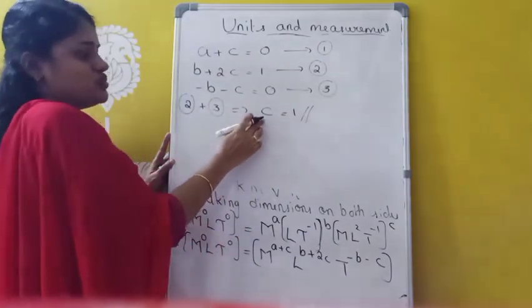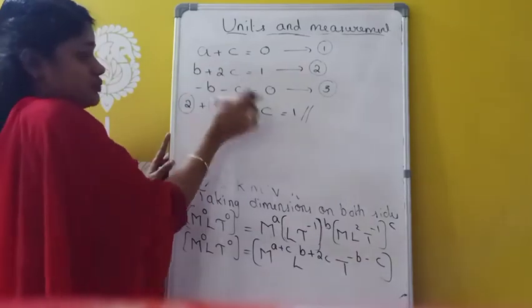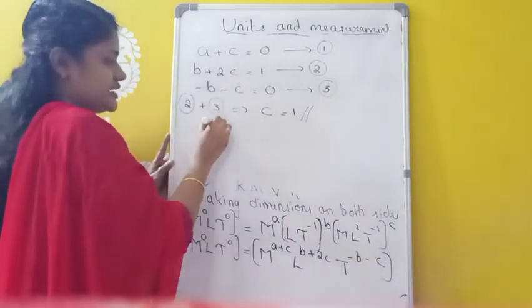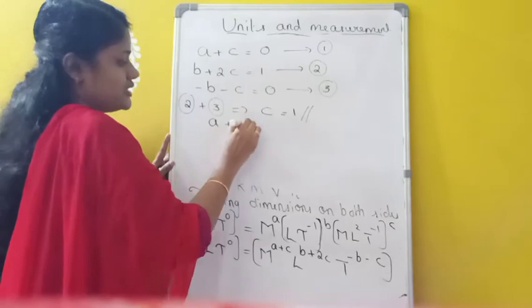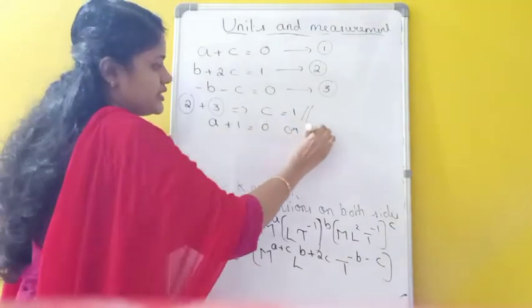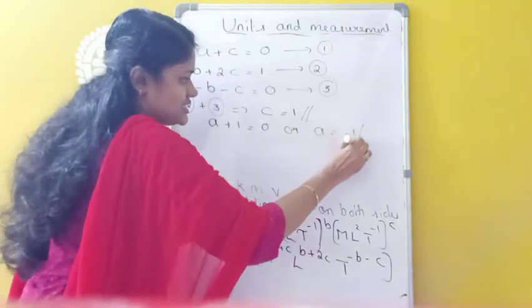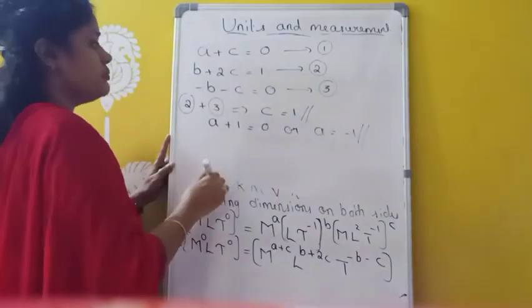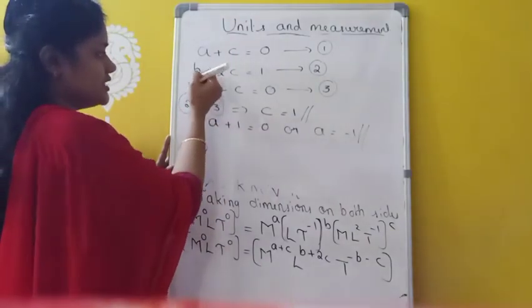So we got the value for which one now? C. So now I am putting the c value in this one. So we will be getting a plus 1 equals 0, or a equals how much? Minus 1. So a value is how much here? Minus 1. Now we can substitute in any other values here.